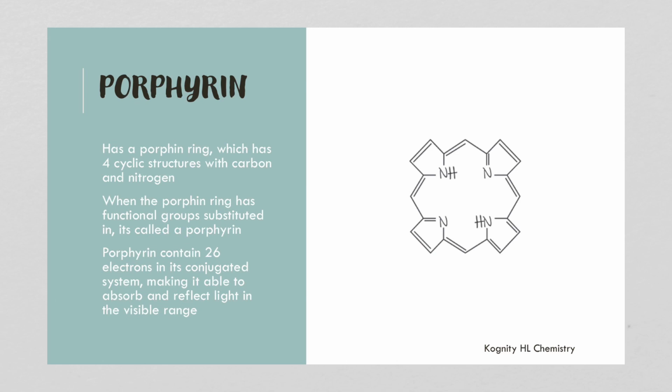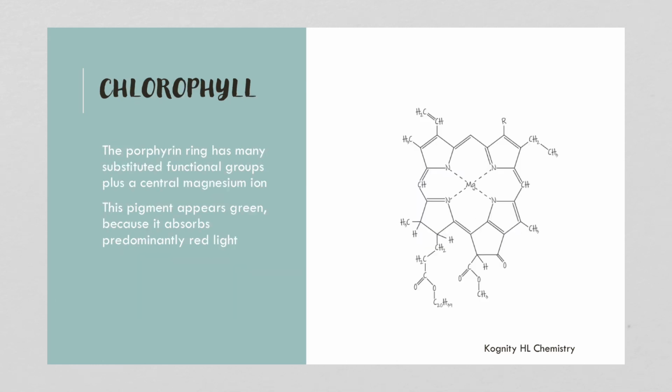When the porphyrin ring has functional groups substituted in, then it gets the term porphyrin. Porphyrin has 26 electrons in its conjugated system, so 26 delocalized electrons. That makes it able to absorb and reflect light in that visible range. We're going to look at 2 different examples of porphyrins. The first one is chlorophyll, and the second one is cytochromes, specifically hemoglobin, which is a cytochrome.